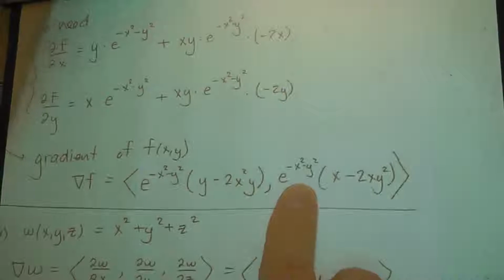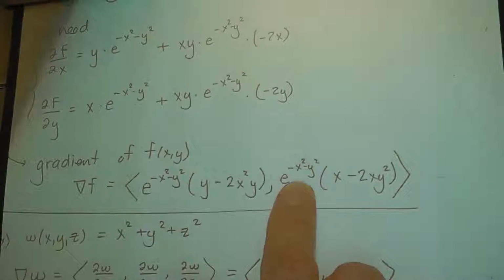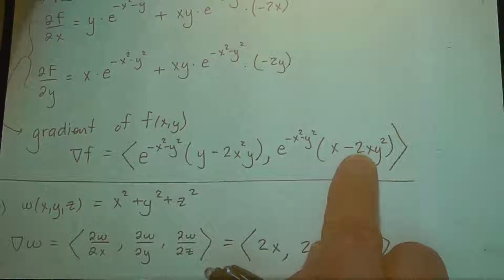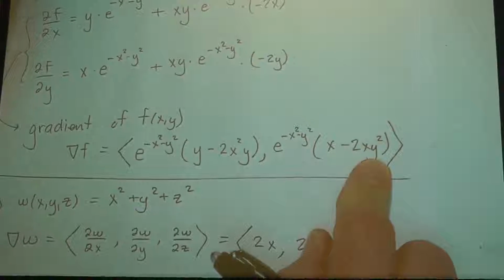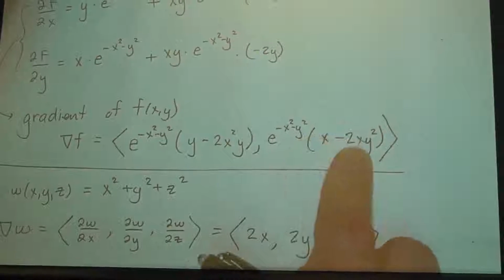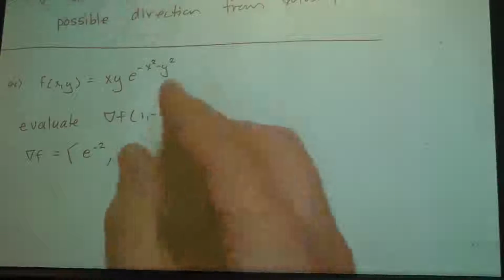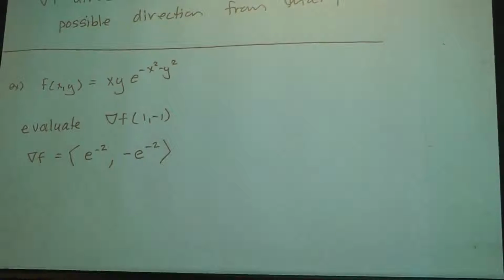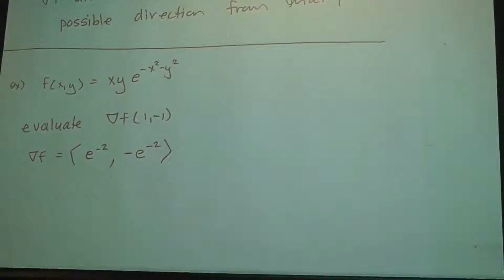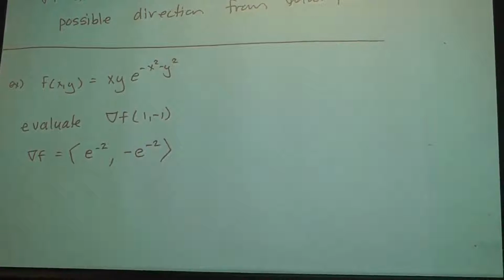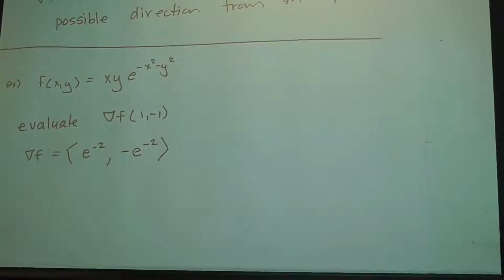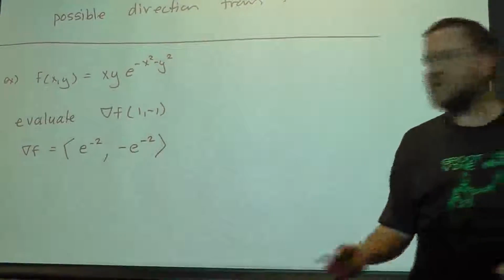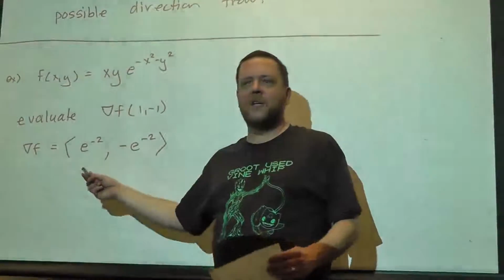This component right here, again, is going to be e to the negative 2 when the x and y get replaced. This will be 1 minus 2 times 1 times the square, which becomes 1. So it's 1 minus 2, so it should be negative e to the negative 2. So that's what I mean by evaluating your particular gradient vector. If we were still on that software package and we dragged our cursor as close as we could to the point 1 for x, negative 1 for y, it would give us an i component of e to the negative 2.